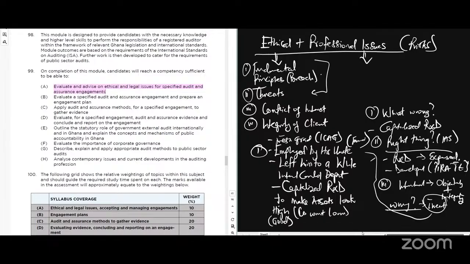True or false? True. So what has happened? Familiarity is there. Familiarity threat. You get the idea? Two, he's a fresh graduate. He thinks they may take the work from him, so he will favor the company. Intimidation is there.